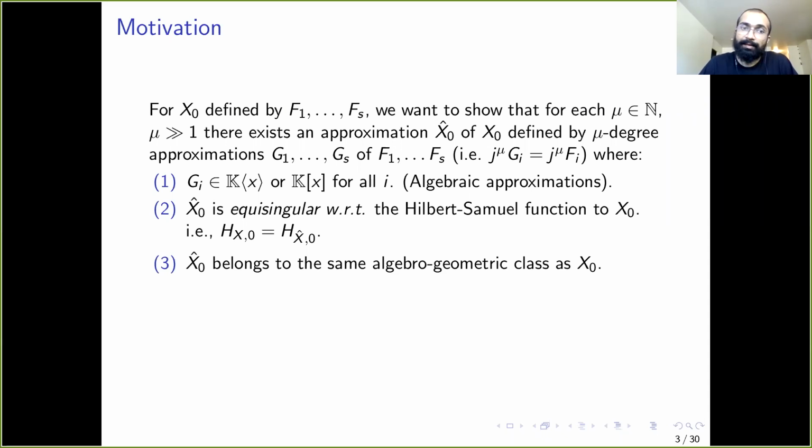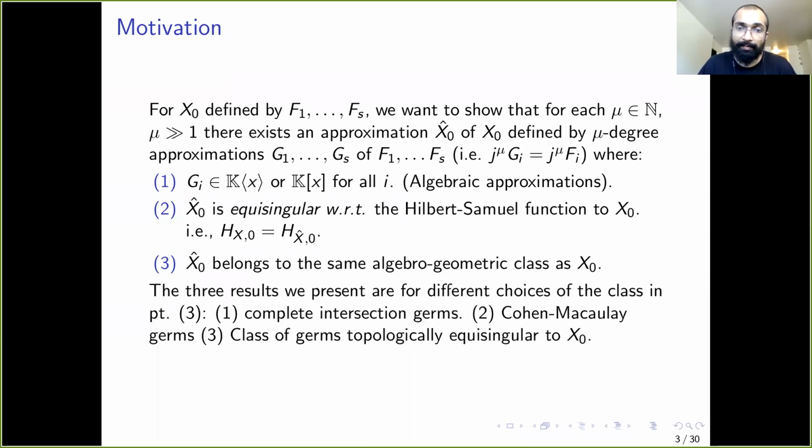And the second is that this approximating germ X hat 0 is equisingular with respect to the Hilbert-Samuel function to X0. And this just means that the Hilbert-Samuel function of X0 and X hat 0 are the same. I'll have a little bit more to say about Hilbert-Samuel functions in a bit. And the third property I want is that X hat 0 belongs to the same algebra-geometric class as X0. And by this, I mean some class that we are interested in that can be defined in terms of some algebra-geometric property.